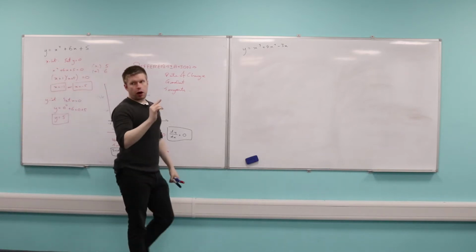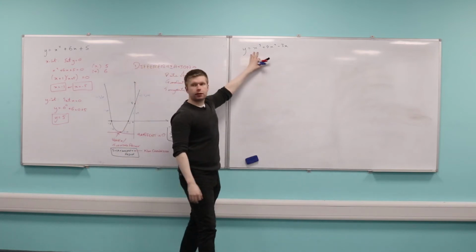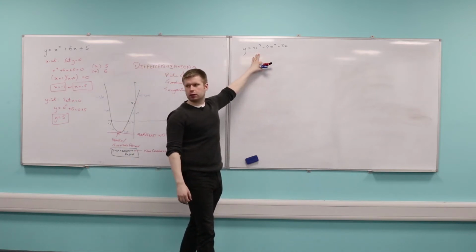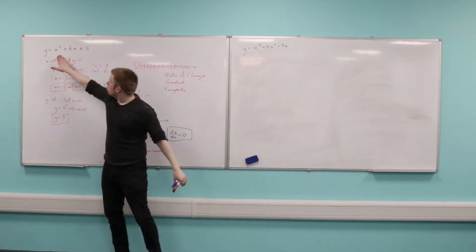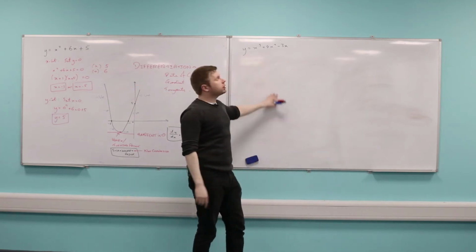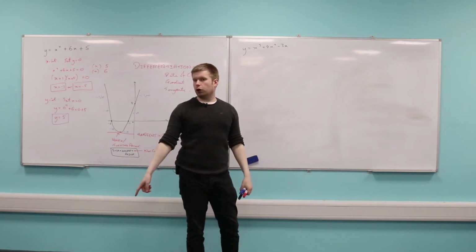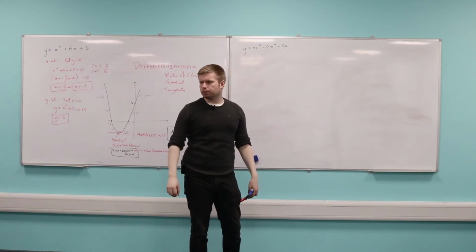Now, first things first, before we do anything else, have a look at this. What type of curve is this? So this one over here was a quadratic curve. This kind of shape. Happy face. What type of curve is this one? Cubic. It's a cubic curve, which means that it turns how many times?